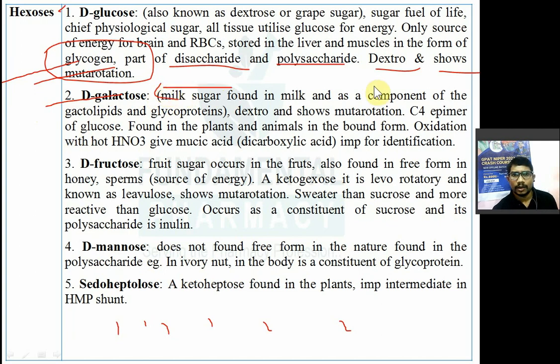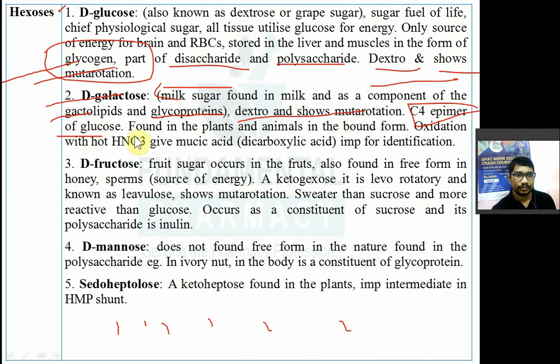Also, it is an important component of galactolipids. Galactolipids means a complex of lipid, lipid plus sugar, which are called glycolipids. So it is a component of glycolipids, known as galactolipids. It is also a component of glycoproteins. It is also dextro in nature and shows mutarotation. It is a C4 epimer of glucose. What are epimers? I will explain in the upcoming slides. Just remember galactose is the C4 epimer of glucose. This will come in the next upcoming slide.